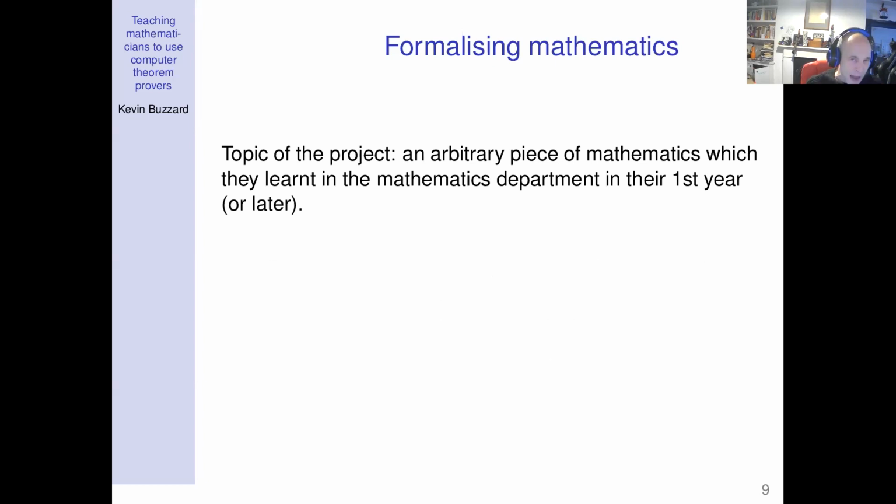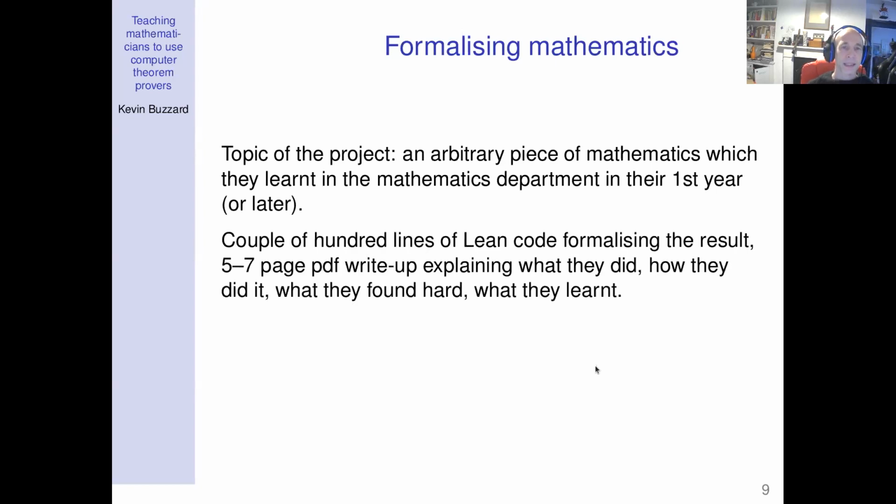So they have to choose a random piece of mathematics which they learned in their first year, and they have to formalize it. And of course, if 2 people choose the same piece of mathematics, then their code is going to be looked at very, very carefully. But in practice, they all choose different pieces of mathematics.